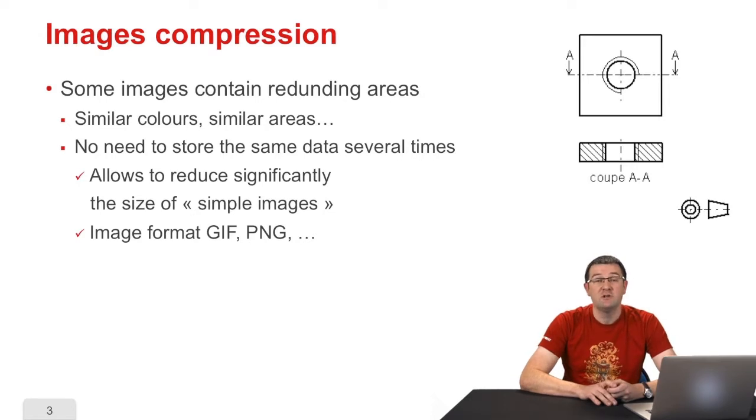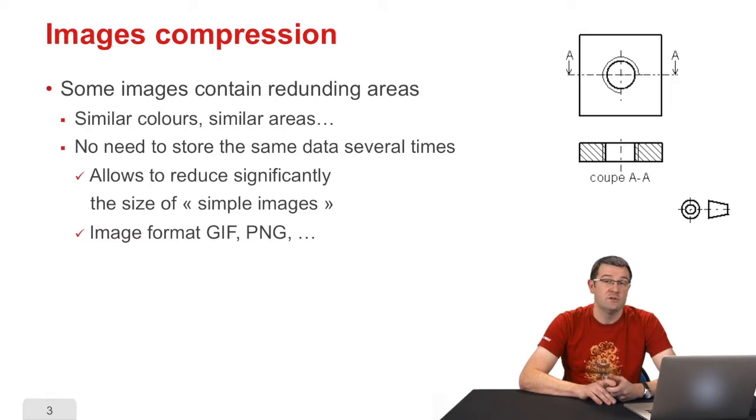Images sometimes have redundant areas. I put up a technical drawing here, on the right of this presentation. On this picture, we can see that some areas are identical. For example, those two areas here are crossed out exactly the same way. Some A letters are drawn the same way, some lines are identical too, with the same thickness, etc. There is a lot of redundant information. So it would be a shame to store the same information several times.